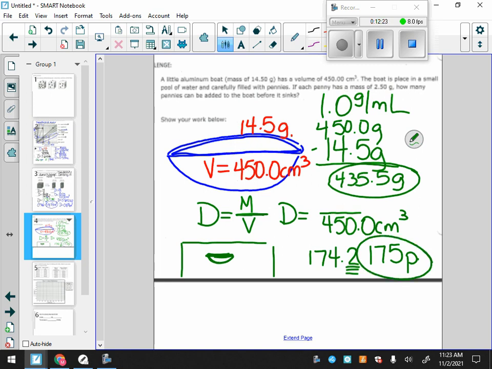I took this number, divided it by 2.5, because I know that in order to sink the boat, the density has to be greater than 1. So I made it equal to 1 and then added a penny to it. 174.2 is what's going to make it equal to 1. Add a penny, 175.